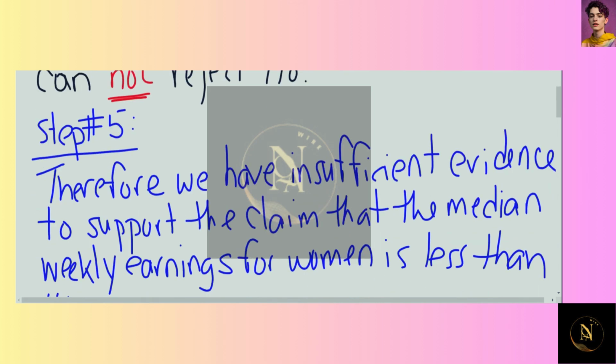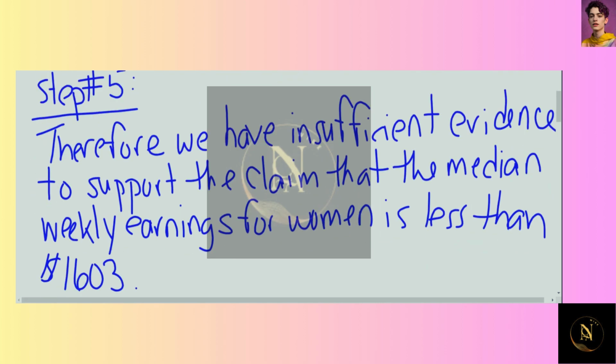Now what does that decision mean in terms of summary? In step 5, you can see that summary. Therefore, we have insufficient evidence, or we don't have enough evidence, to support the claim that the median weekly earnings for women is less than 1603.